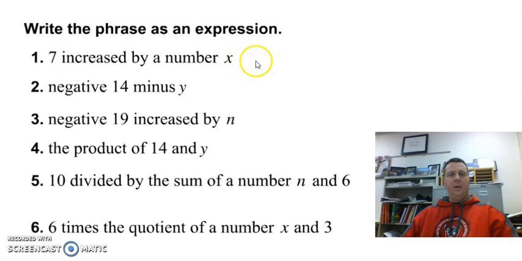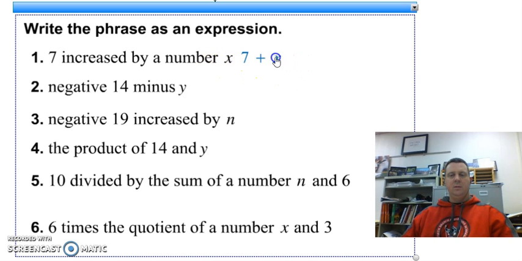All right. So we have 7 increased by a number. 7 increased, meaning addition, by a number x. So 7 plus x. Negative 14 minus y. That one kind of writes itself. Negative 19 increased by n. So increased again is addition. The product. Product means the answer to a multiplication problem. 14 and y, so 14y.